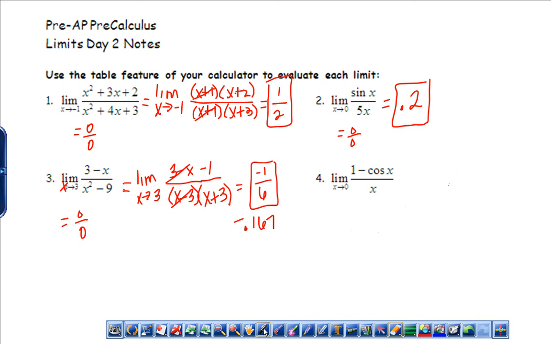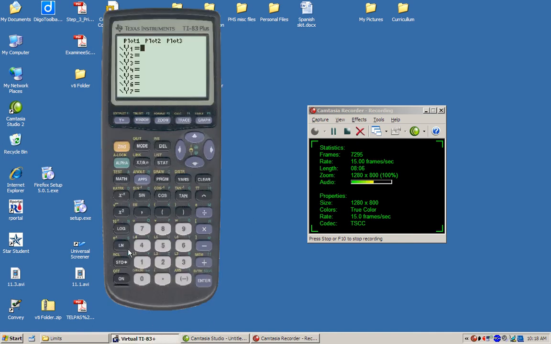Okay, now we get to number 4. And this is the limit as x approaches 0 of (1 minus cosine x) over x. If we do a direct substitution, we get 1 minus cosine of 0, which is 1 minus 1, which is 0 over 0. So again, we get this 0 over 0. We know there's a limit. We just don't know what it is yet. And factoring will not help me on this. So this is where we go to our calculator.